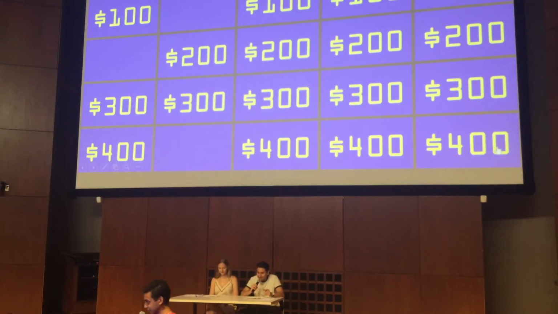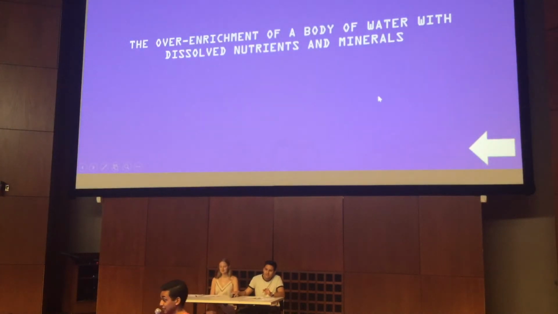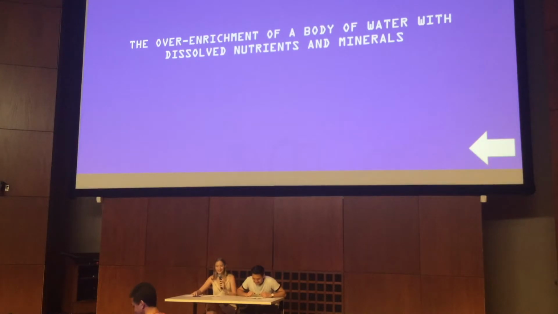I'll take impact for 300, Vishal. Okay, impact for 300 reads, the over-enrichment of a body of water with dissolved nutrients and minerals. Juliana? I got this one. What is hemocytometer? Sorry, but no, you're now back at $0. Diego? What is eutrophication? That is correct.